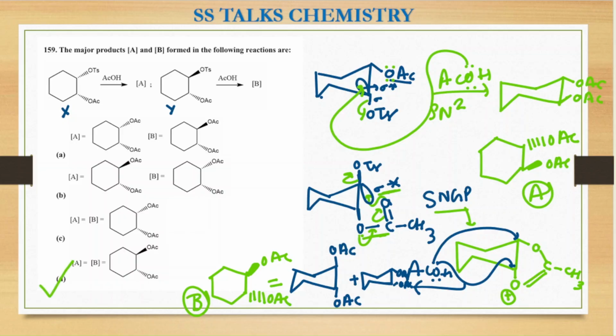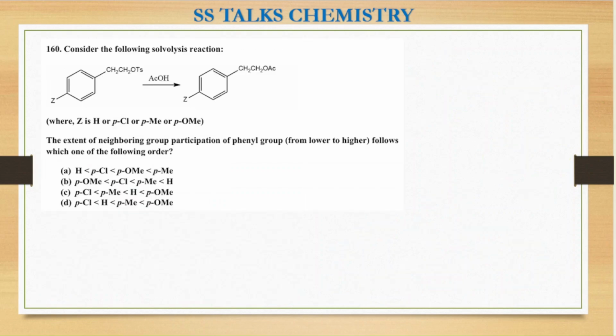Mechanism in both the cases was different because of the alignment of the groups that are attached to the ring. Okay, so now let us move on to the next question, this one. It says consider the following solvolysis reaction. For the solvolysis, basically it means we have to consider the carbocation formation and its stability. It will be somewhere involved over here.